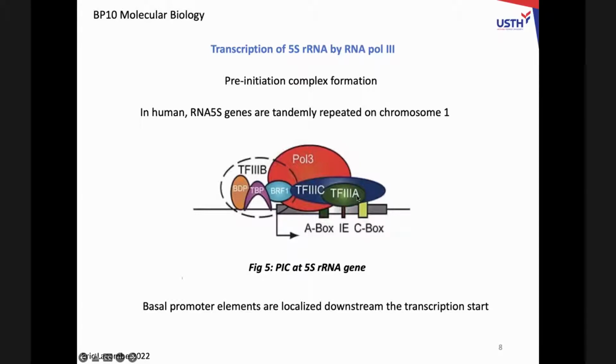The only thing that is really peculiar, this is why I wanted to talk to you about that, is that it's the only polymerase where the formation of the complex, the pre-initiation complex, is happening downstream of the transcription start. Well, it's not a problem. The polymerase starts reading there, and the transcript will be the copy from the transcription start.